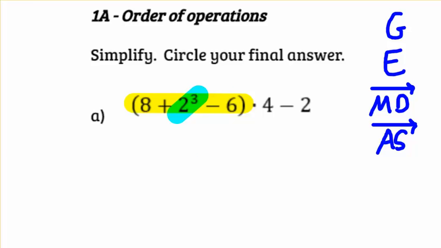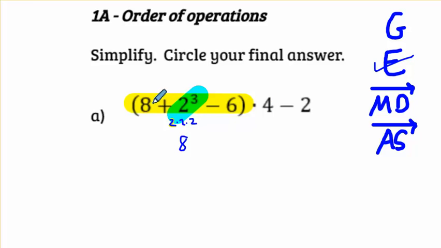All right, so let's go ahead and do that part. 2 to the third power means 2 times 2 times 2. Don't forget, that's not 2 times 3. It's 2 times 2, which is 4, and 4 times 2 is 8. So far we've taken care of the exponent.